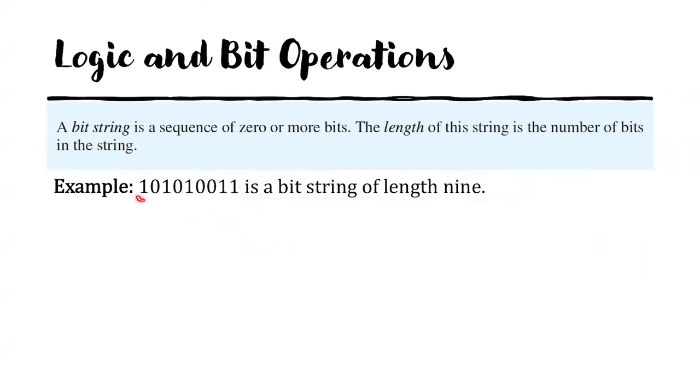If you count 1 2 3 4 5 6 7 8 9, right? This is a bit string of length 9. I can give you another bit string. You can have the bit string 0 0 1 0 1, and this will be a bit string of length 5. So the bit string will just be a sequence of bits.